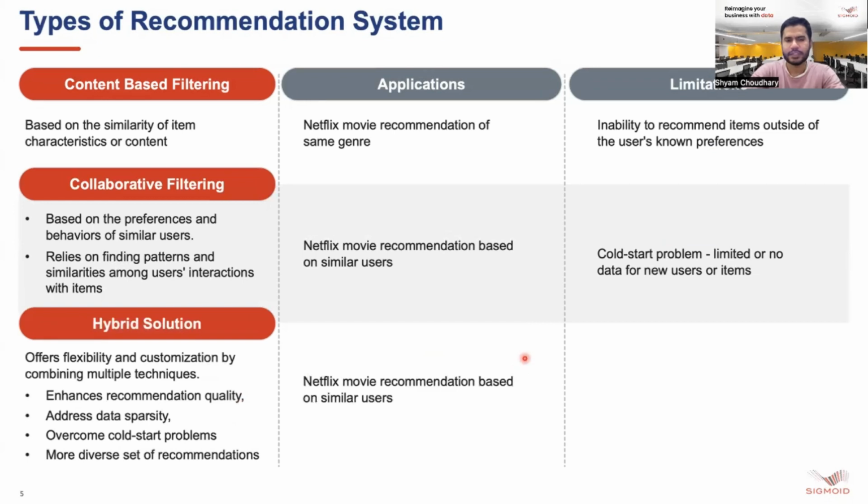Again, Netflix's movie recommendation system is a good example of a hybrid solution, but since a hybrid solution is a combination of different recommendation systems, they have increased complexity and computational overhead.